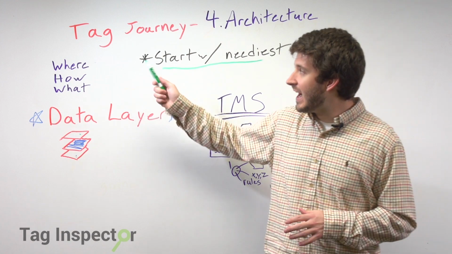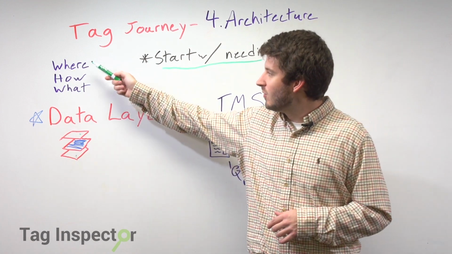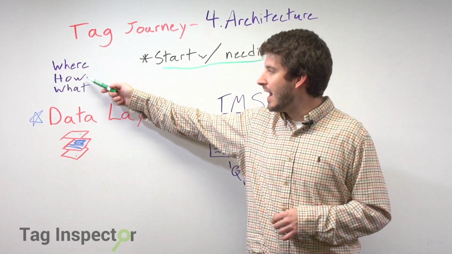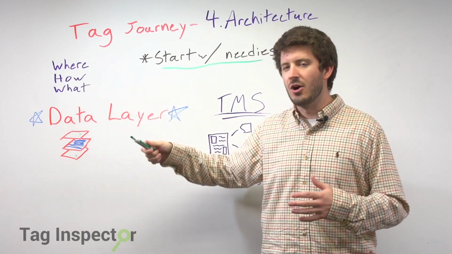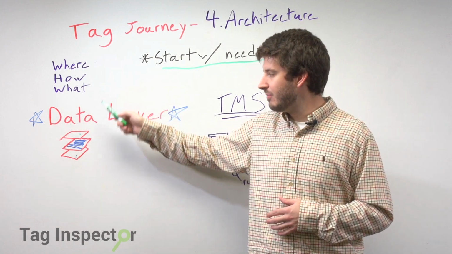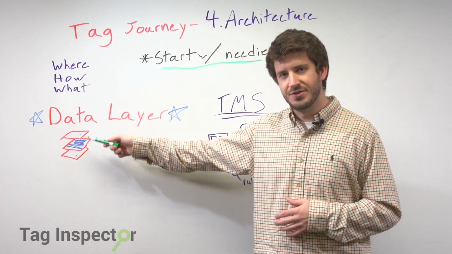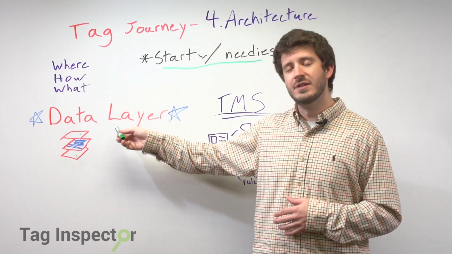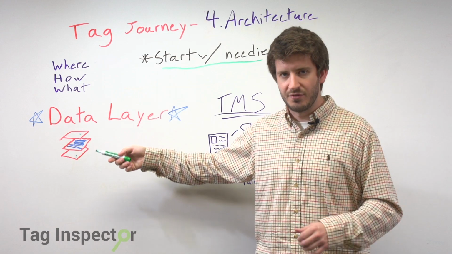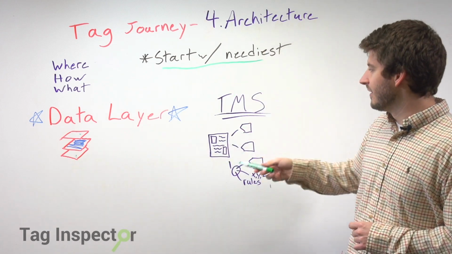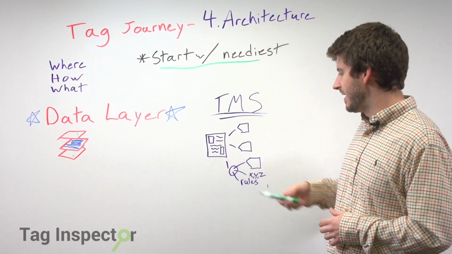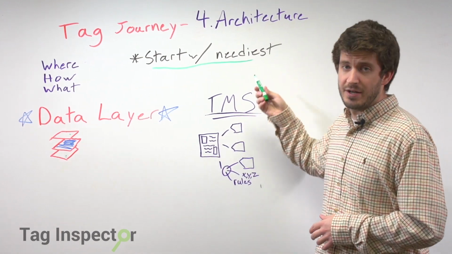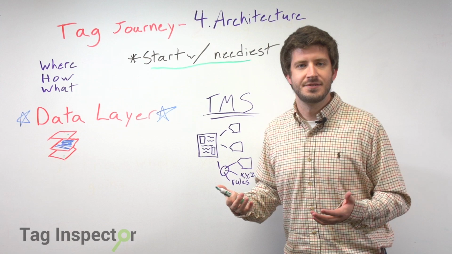So we define as a part of the architecture where our tags should be, how exactly they should be loading, what they should be collecting. We then architect how all of those data points are surfaced, and we're going to use the data layer as a vehicle for surfacing those. And then for the load behavior and the actual management of the tags, we're going to use that tag management system and define in that architecture how all of that looks.